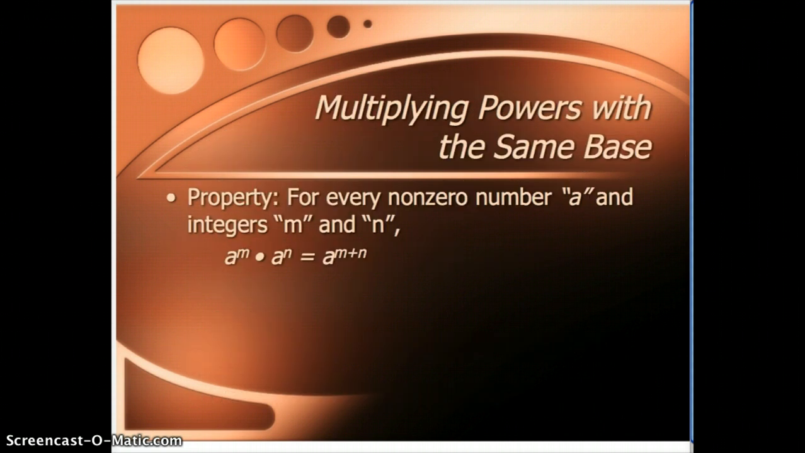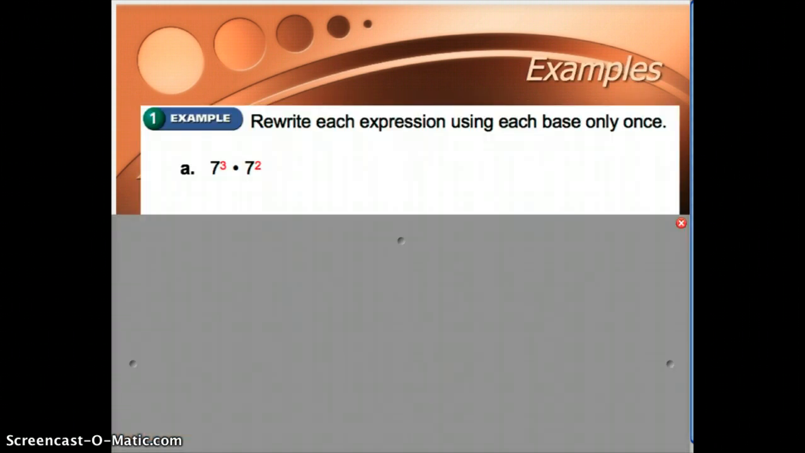Here's the property written in algebraic symbols. When you're multiplying powers with the same base, the property says for every non-zero number a and integers m and n, a to the power of m times a to the power of n equals a to the power of m plus n. So exactly what we just said before. If these have the same base, we keep the base and we add the exponents. So let's try a couple problems and see how you do.